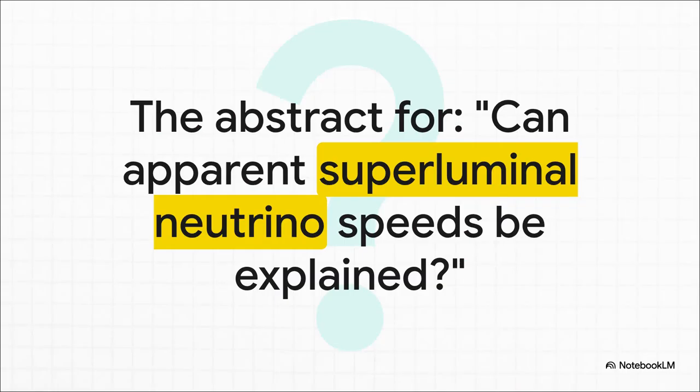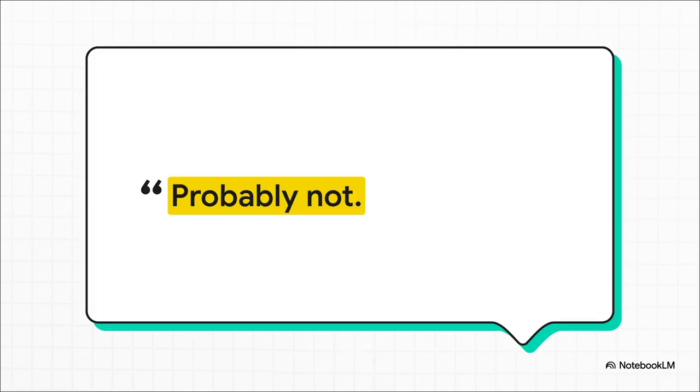Speaking of being concise, just how concise can you get? Let's try a fun little thought experiment. Here's an incredibly complicated paper title about neutrinos potentially going faster than light. What do you think the abstract for a paper like this would be? Yep, that's it. The entire abstract is 2 words.